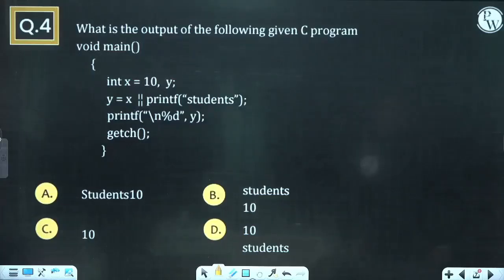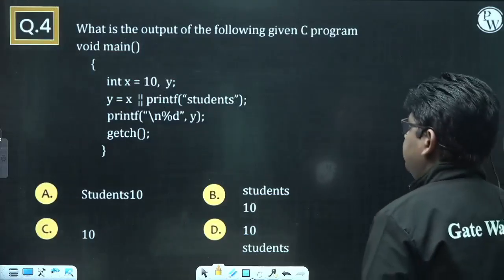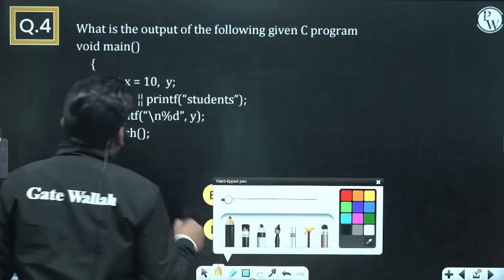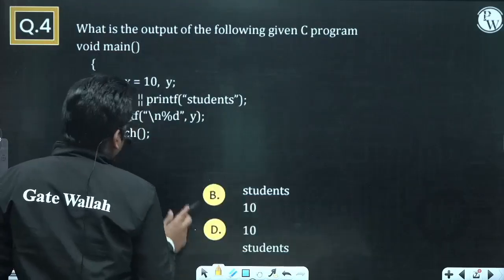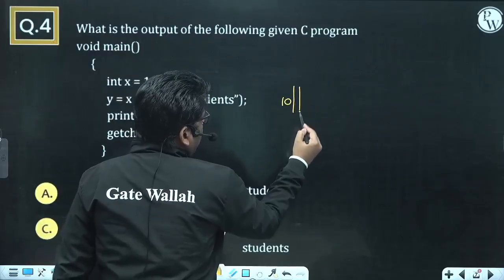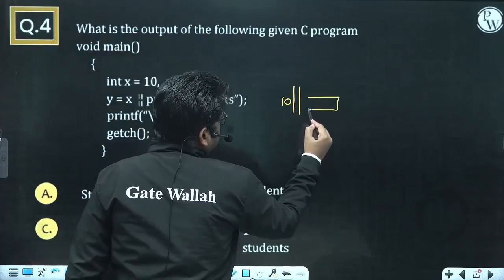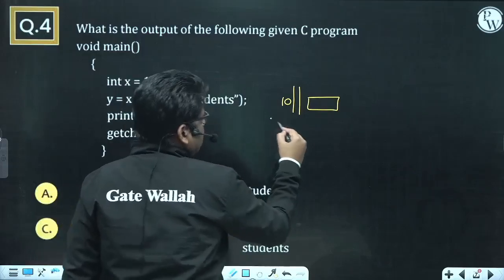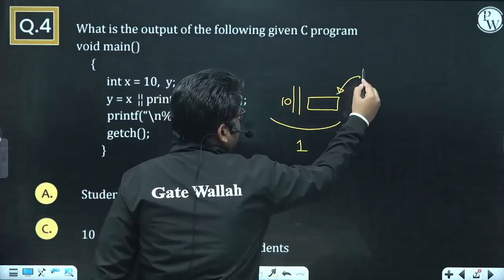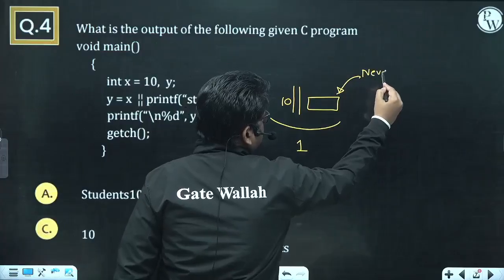Nitish Kumar, you need to work really hard. Sir, what is the value of x? The value of x is 10. If I ask you 10 OR anything, what is the result? Sir, the result is always 1. The compiler will never evaluate the rest.